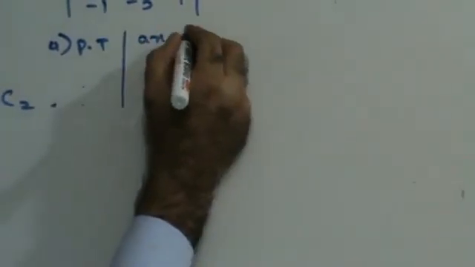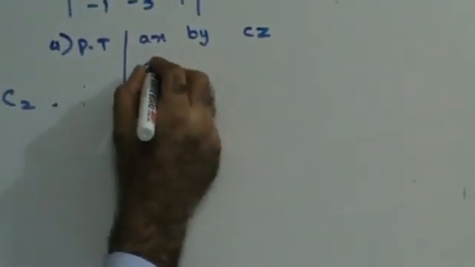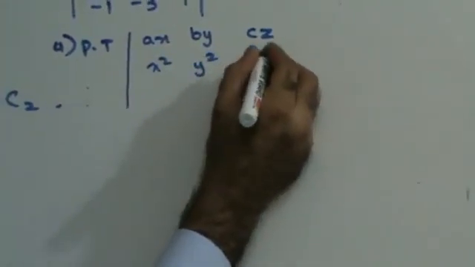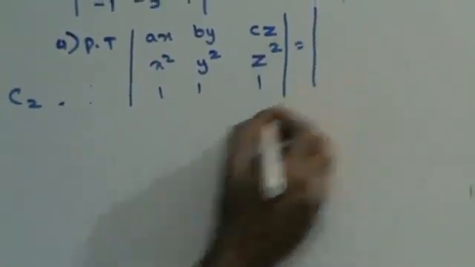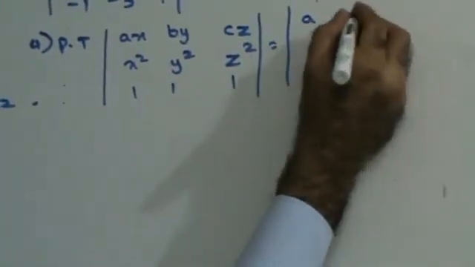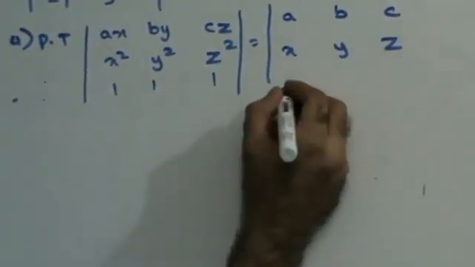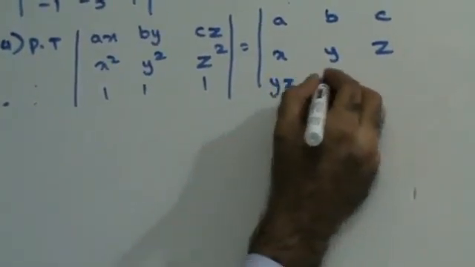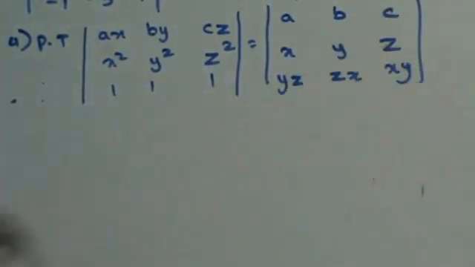Prove that the determinant with rows AX, BY, CZ; X square, Y square, Z square; 1, 1, 1 is equal to the determinant with rows A, B, C; X, Y, Z; YZ, ZX and XY. Right? Now, let's start with any one of the sides.